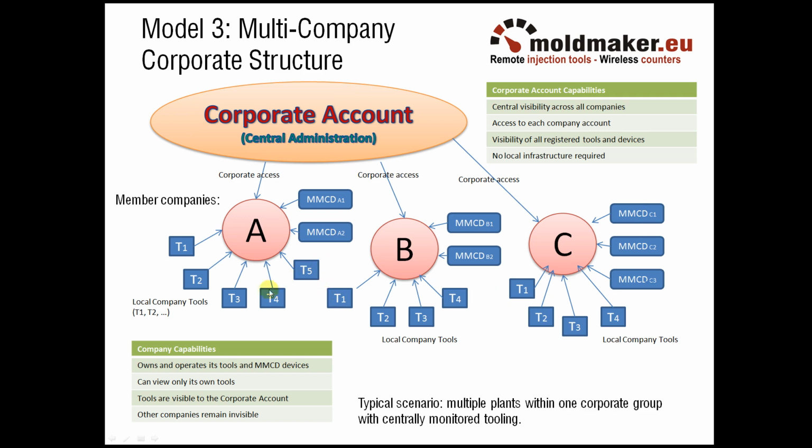This ensures proper data separation. However, the corporate level has full visibility. This model is common in multi-plant organizations. A mold may move between factories depending on production demand. Without central supervision, the tool history would become fragmented.